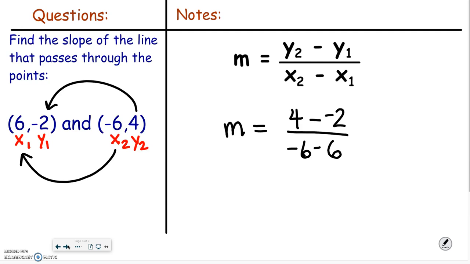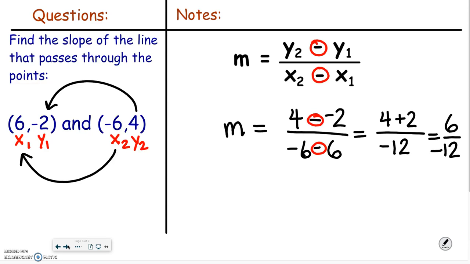The subtraction sign is always part of your formula. So you see my subtraction signs here. Be careful when you're simplifying. 4 minus negative 2 actually turns into a plus. If you subtract a negative or take away a negative, it turns into a plus. And then on the bottom, negative 6 minus 6 is negative 12. So this is positive 6 divided by negative 12. That fraction reduces. You can divide both of the numbers by 6. 6 divided by 6 is 1. 12 divided by 6 is 2. I would prefer to have my negative sign on the top of the fraction instead of on the bottom. So negative 1/2 is my simplified answer for this one.